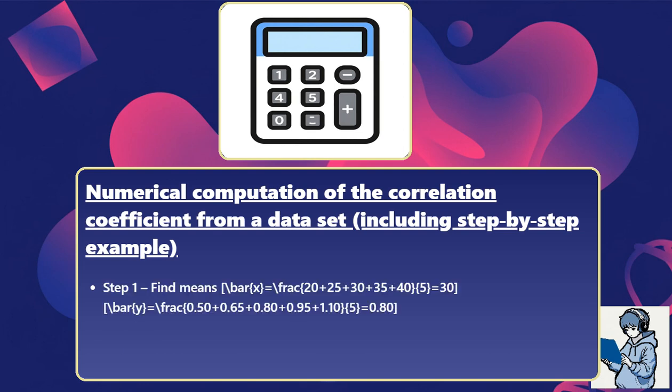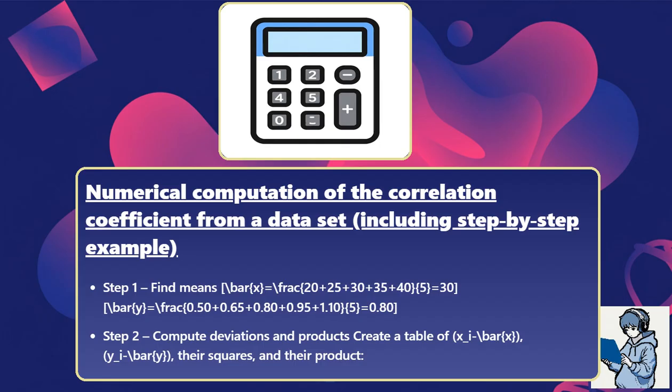Step 1 - find means. X bar equals (20 plus 25 plus 30 plus 35 plus 40) divided by 5 equals 30. Y bar equals (0.50 plus 0.65 plus 0.80 plus 0.95 plus 1.10) divided by 5 equals 0.8. Step 2 - compute deviations and products.